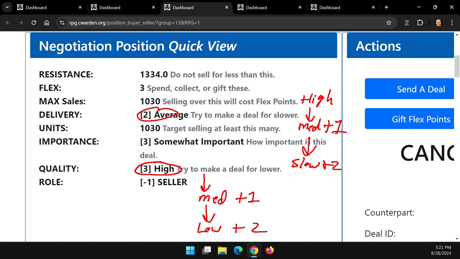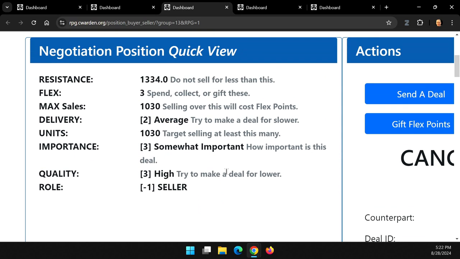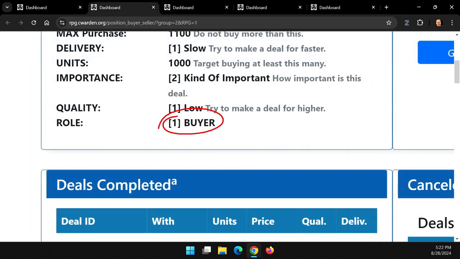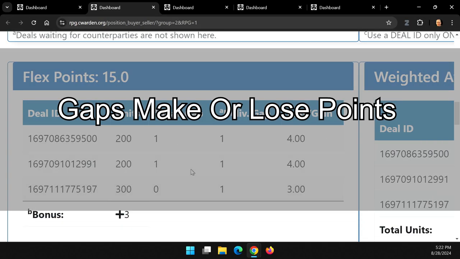So this is very important to remember when you roll the dice, because when you roll the dice, that's when you set up, you decide these points, and buyer and seller are totally opposite. So please remember, check it out carefully. Are you a seller or are you a buyer? Okay, so that's the easy way to gain or lose flex points.